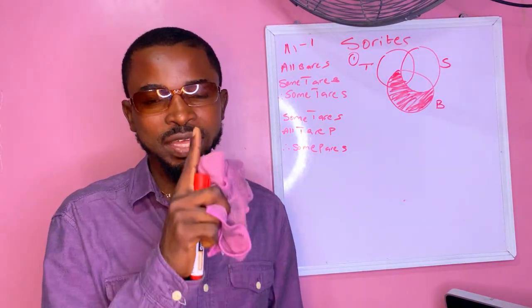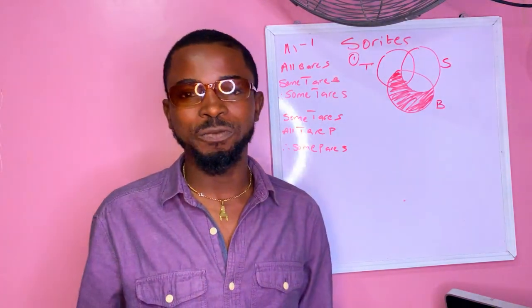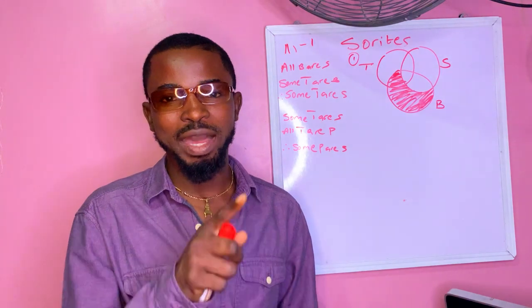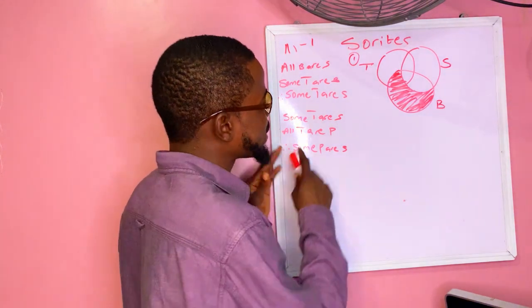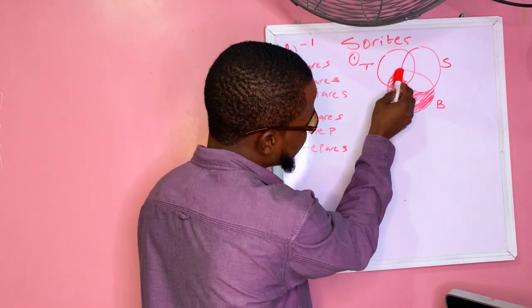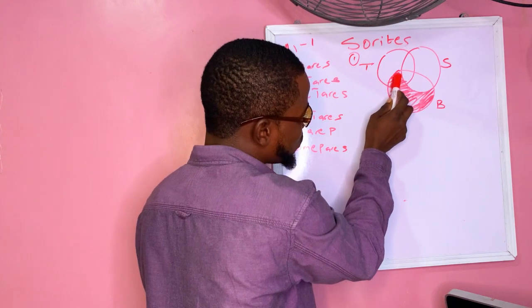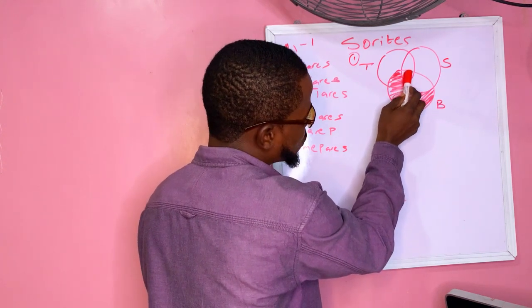So when you put X, S indicates some. So some T are B. I just need to look for where T and B come together and put my X there. If you look at this place now, T and B come together here, because this is the circle of T and this is the circle of B. So T and B come together here, and T and B also come together here.